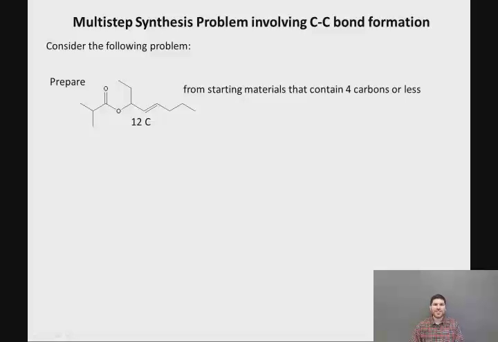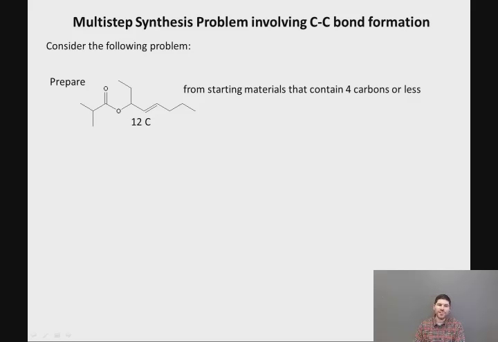We now put it all together and consider a multi-step synthesis problem that will involve carbon-carbon bond formation as a key step. Okay, so the problem I want us to consider is preparing the 12-carbon ester indicated on the screen from starting materials that contain 4 carbons or less. So how do we even start thinking about this problem?